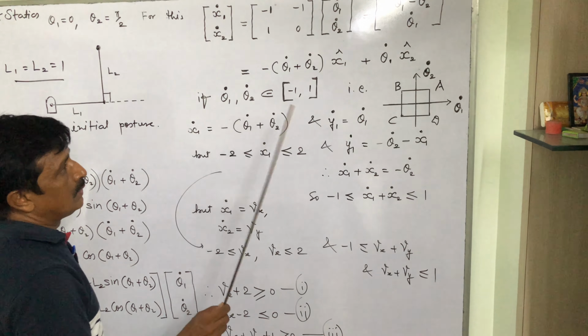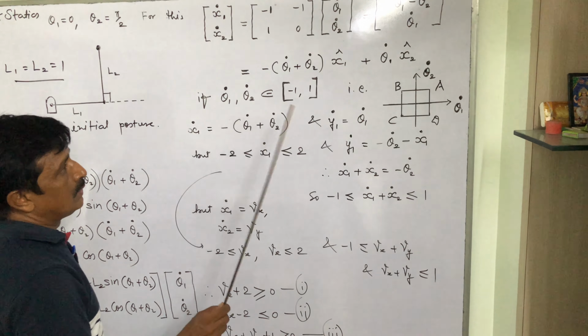See here, we are just removing the inequality sign. So we will draw the line vx plus 2 equal to 0. Here vx plus 2 is greater than or equal to 0. Now here we have taken vx plus 2 as 0.